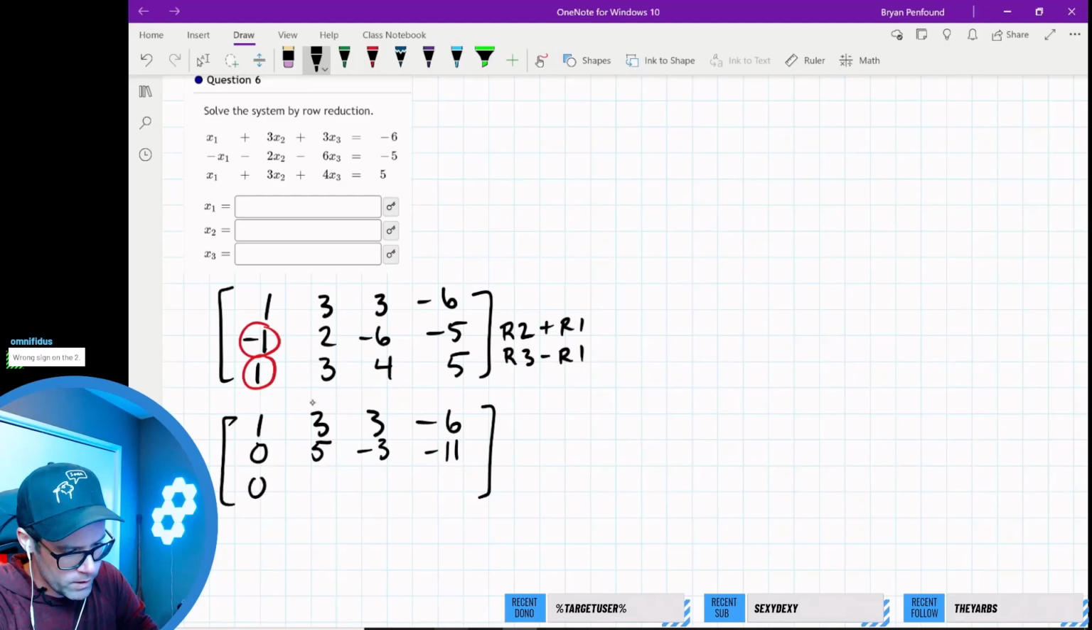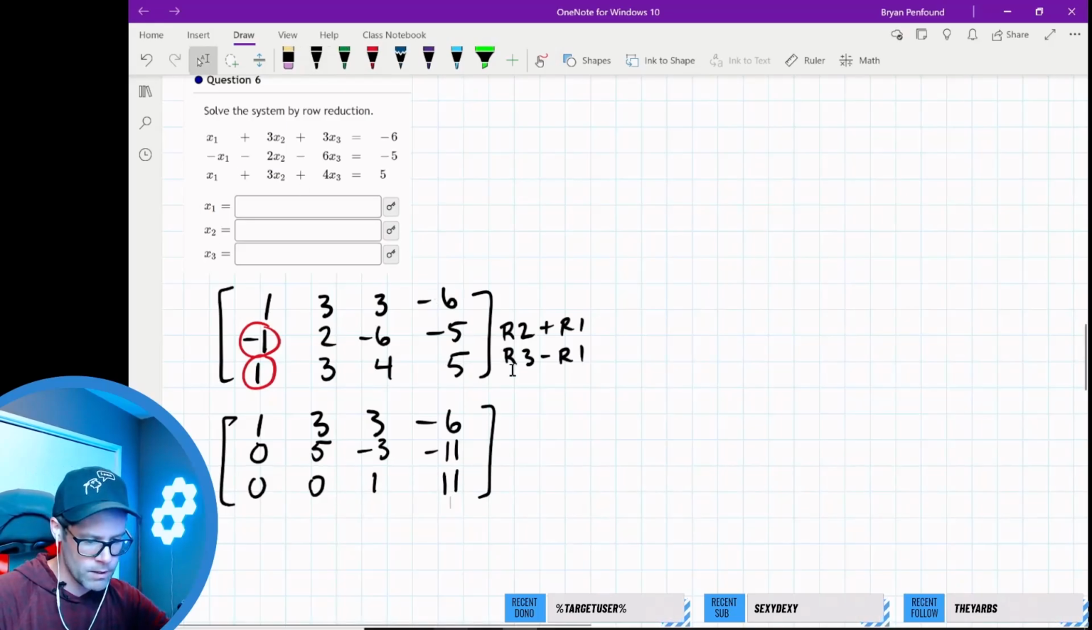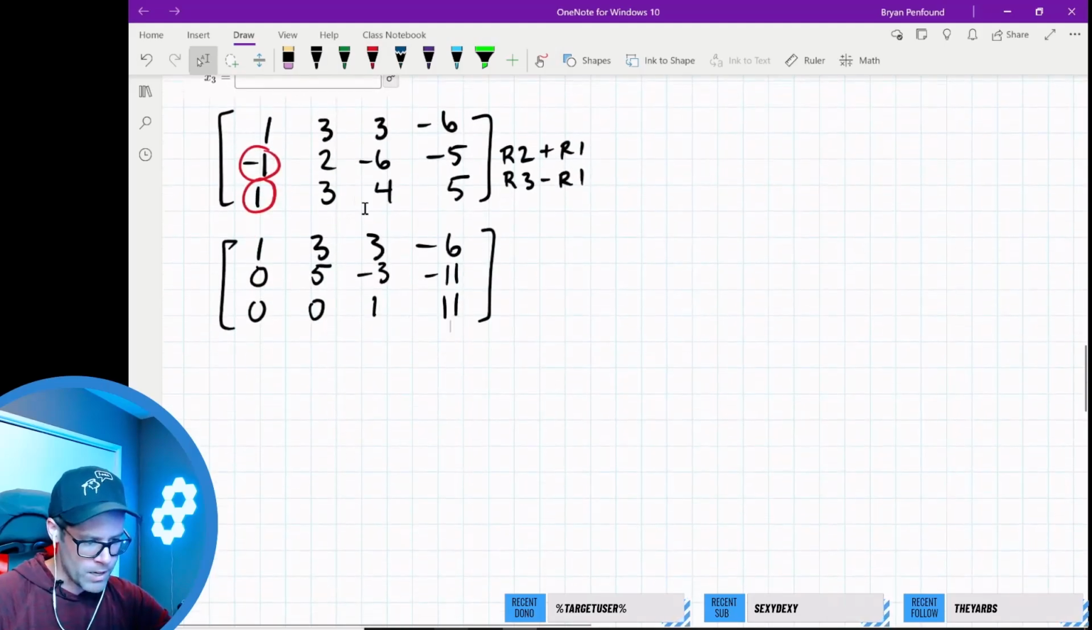1 take away 1. We have 3 take away 3. Oh, that's handy. 4 take away 3. Beautiful. Wow, I could not have asked for a better, that is a fantastic row to get. So 5 take away -6, so 5 plus 6, which is 11. So that's going to be my updated matrix.